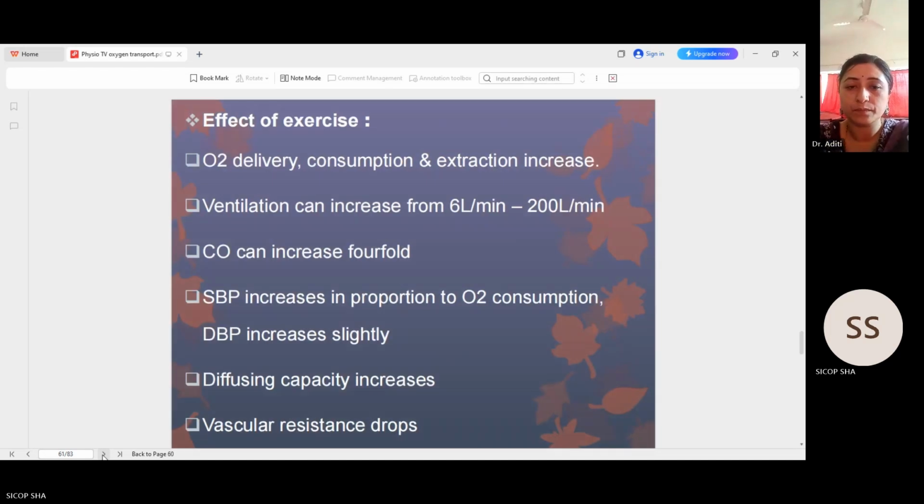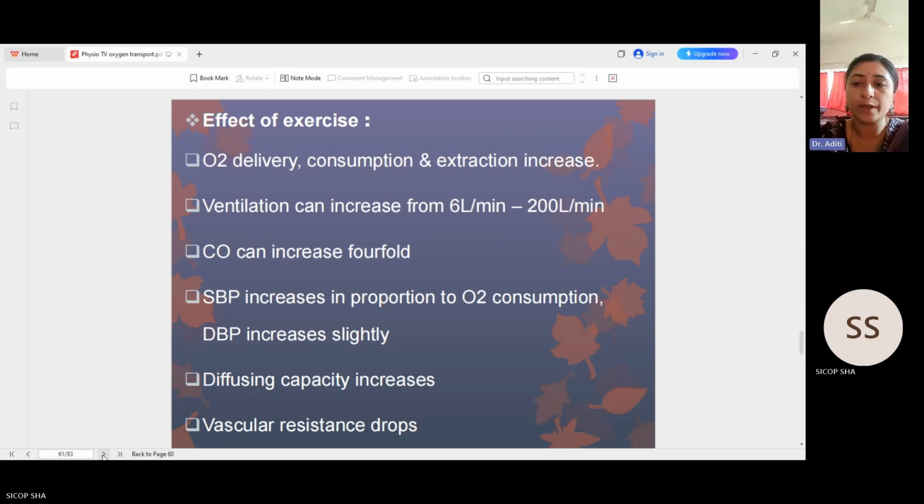Next, effect of exercise. Oxygen delivery, consumption and extraction: all these three processes increase when the person exercises. Ventilation can increase from 6 liters to as high as 200 liters per minute, depending on the duration and the intensity of exercise. Cardiac output can also increase fourfold.